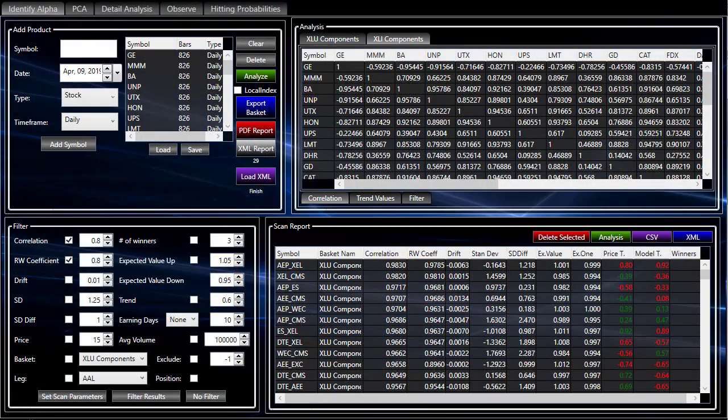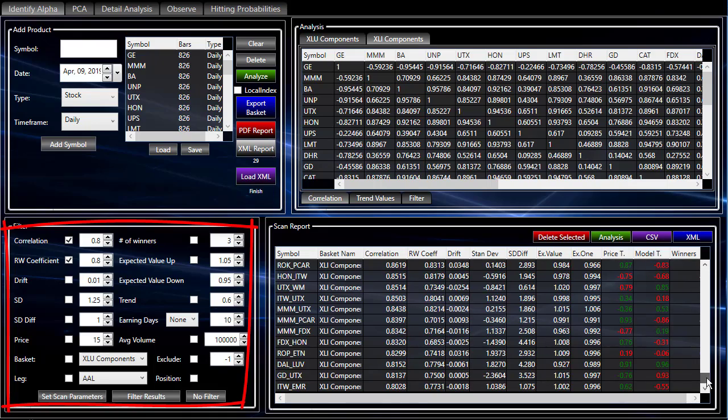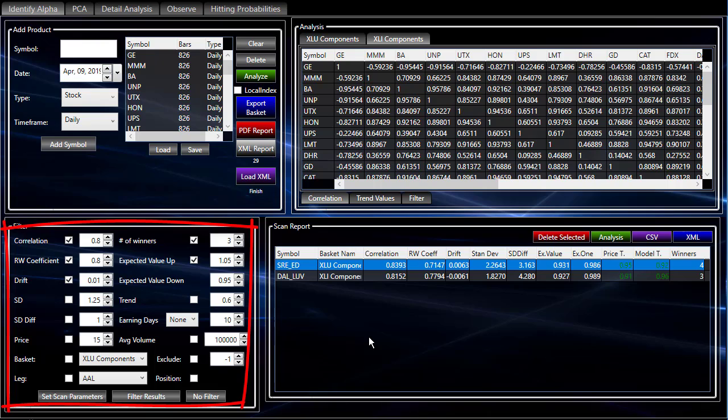So today, we ran two of the sector components baskets, only the utilities and the industrial sectors. And I ran it with the filter set to a correlation of 0.8 and RW coefficient of 0.8. And we got, there's a lot of things in those two baskets. And then we set the number of winners to 3, expectation value for 5% up and down, and I went ahead and set a drift value. And when I did that, I ended up with exactly 2 things.